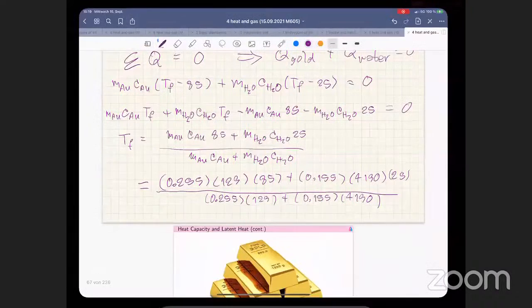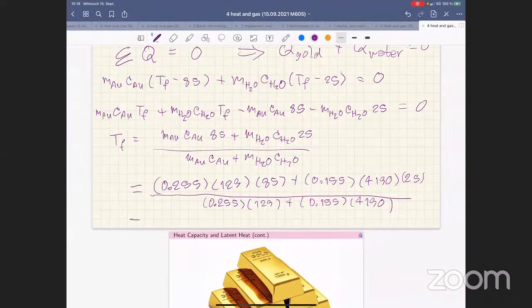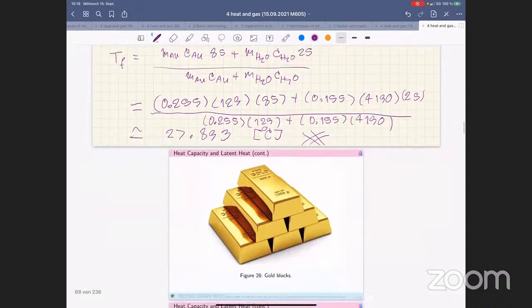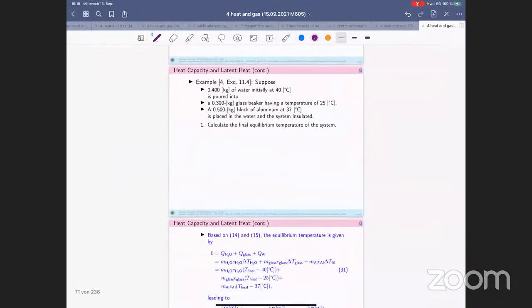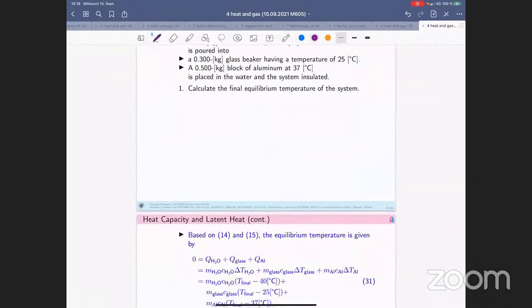27.893. Okay, 27.893. That's the increase, the final temperature. When we substitute the values in degrees Celsius, we get the final answer in degrees Celsius, like that. Okay, so it's about 27.8. So let's consider the last problem.